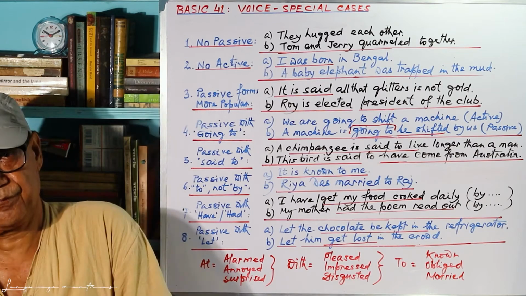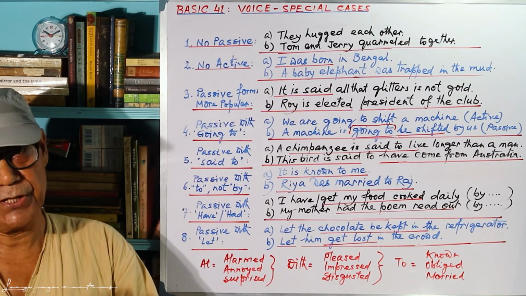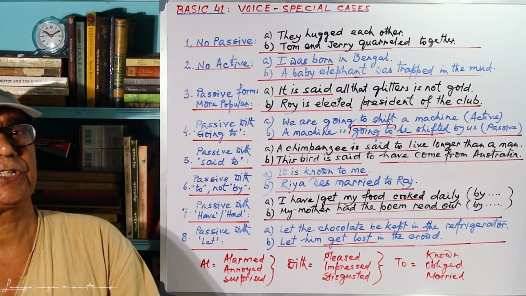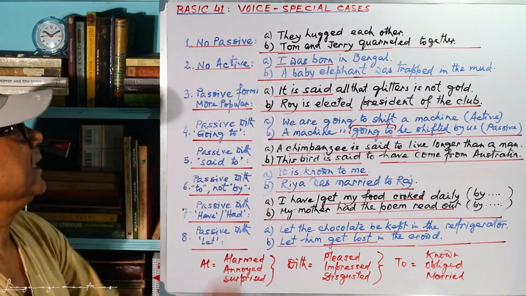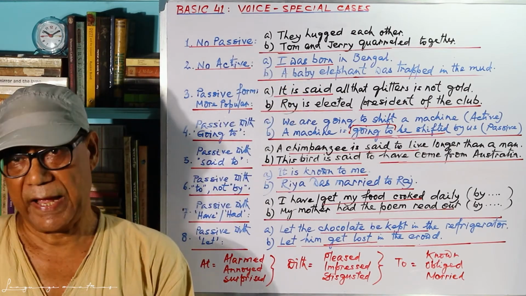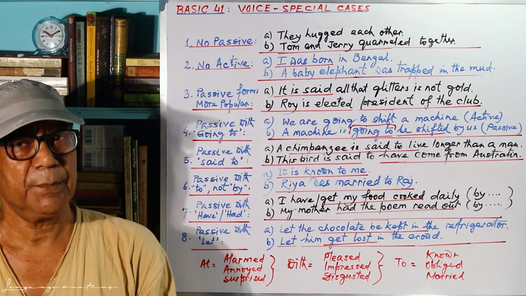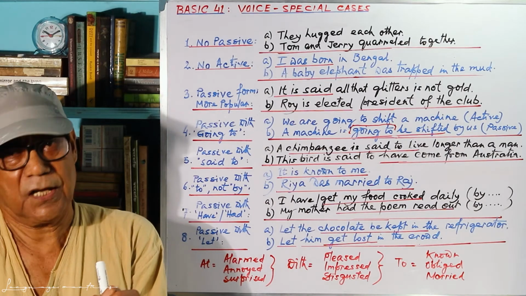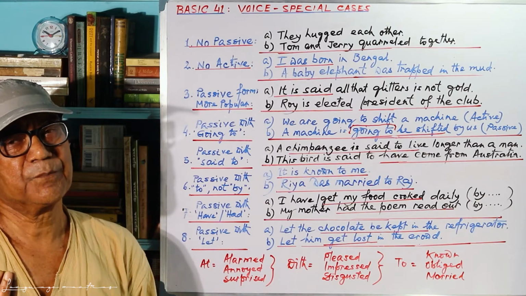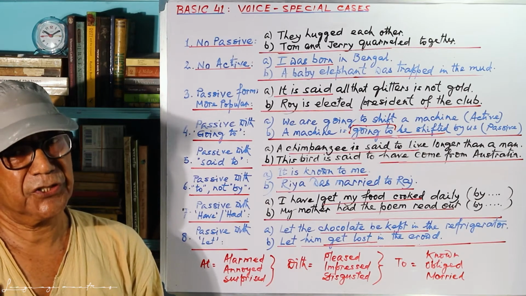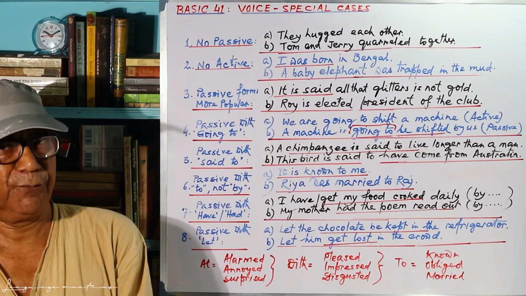Number one, we know that if it is an intransitive verb used in a sentence, it cannot be converted into a passive form, right? See one example. Number 2b, Tom and Jerry quarrelled together. Tom and Jerry quarrelled together. That means both Tom and Jerry are taking part in the quarrel, but quarrel is in fact an intransitive verb. Therefore, you cannot convert this sentence into a passive form.